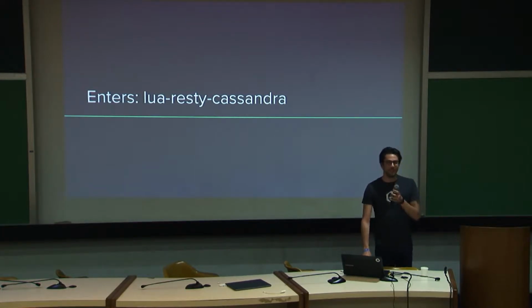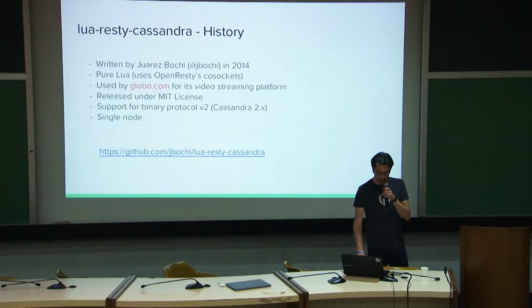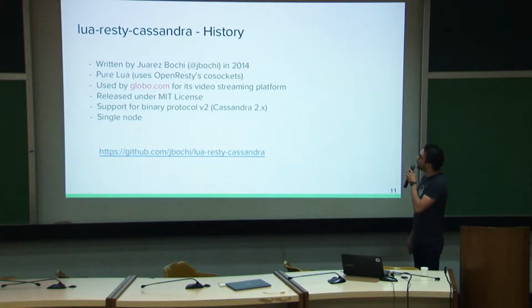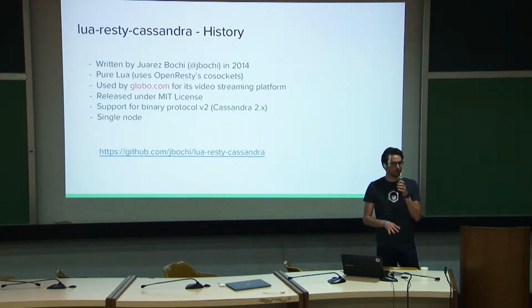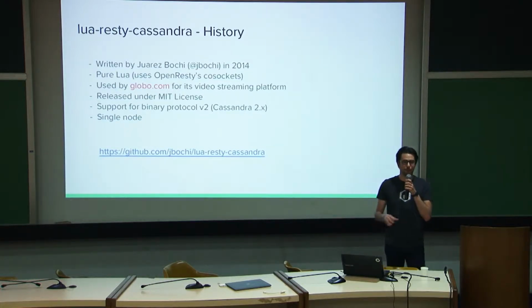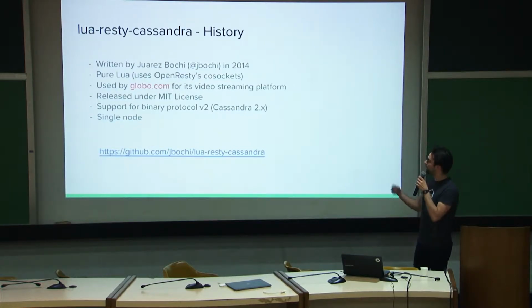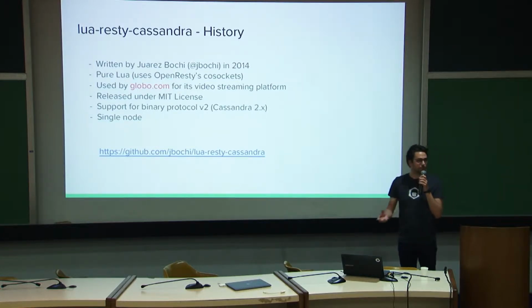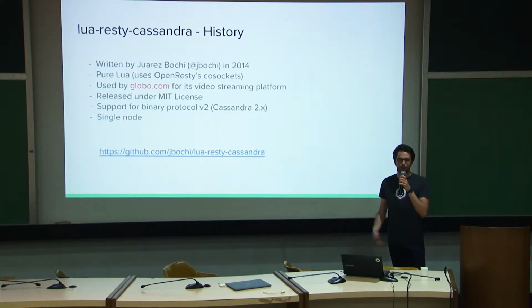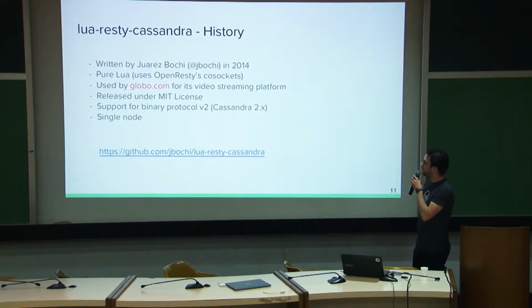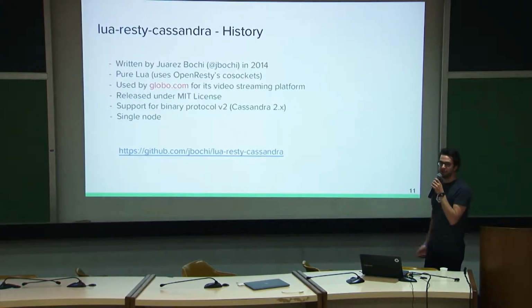So lucky for us, there existed LuaResty Cassandra back in the day. LuaResty Cassandra was written by Juarez Bochi, who started it in 2014. It was written for Globo.com originally for their streaming platform. I'm not too familiar with it, but Juarez explains it in a blog post. I don't know Globo too much, but basically they switched from Redis to Cassandra to support the streaming of large sports events or national events. And it's under the MIT license, so great, we could use it for Kong.